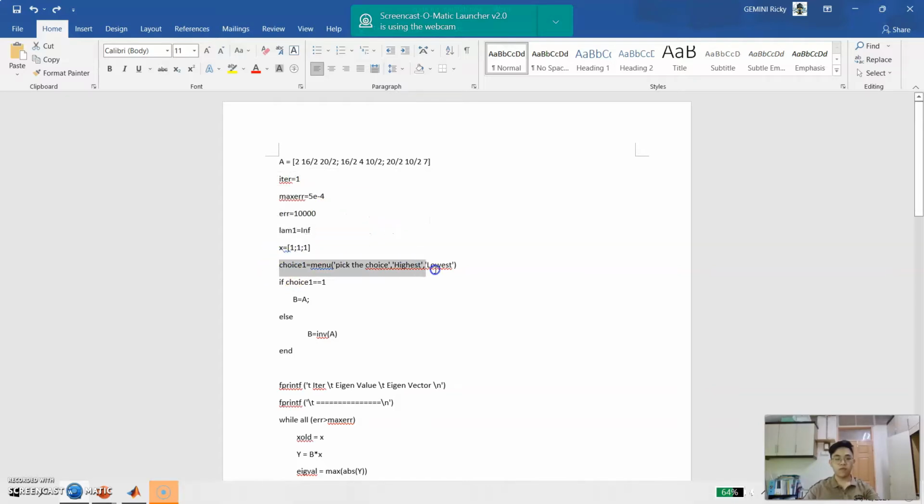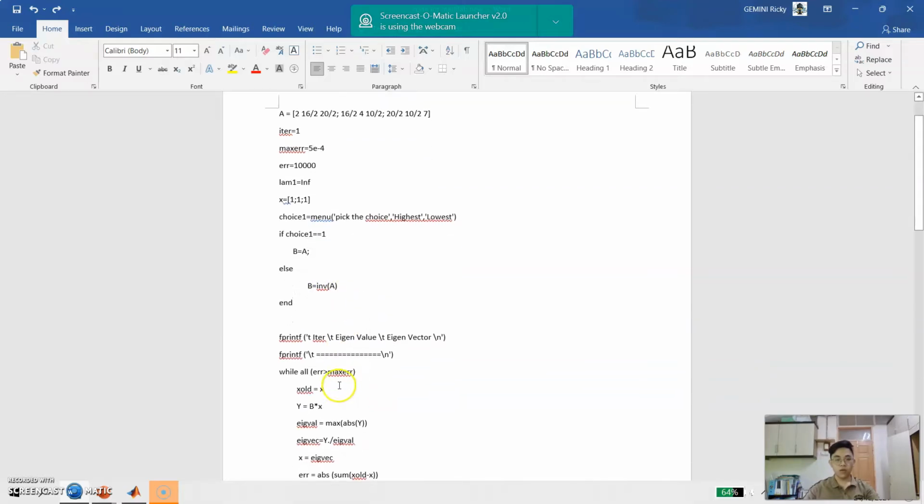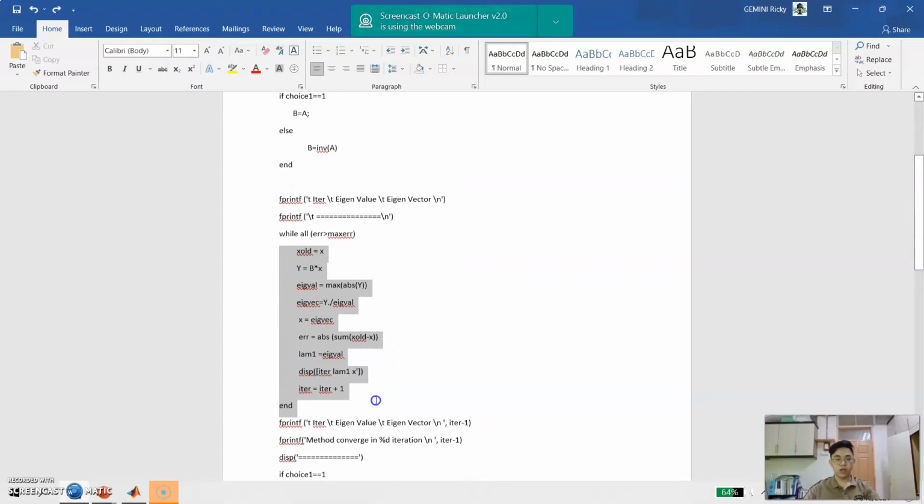There will be a menu for you to choose highest and lowest. So the highest eigenvalue will be equal to A. If we choose lowest eigenvalue, we need to inverse first. So here is the main part of the coding.